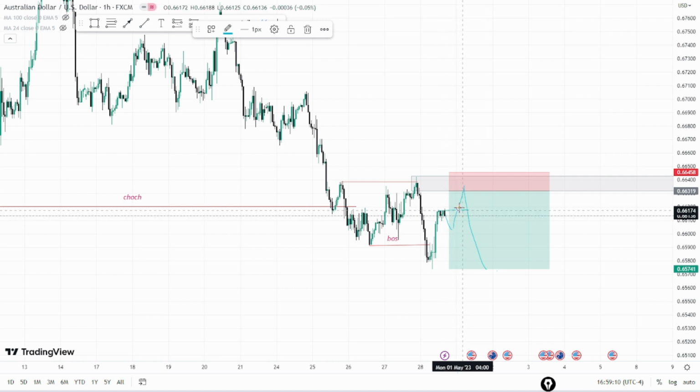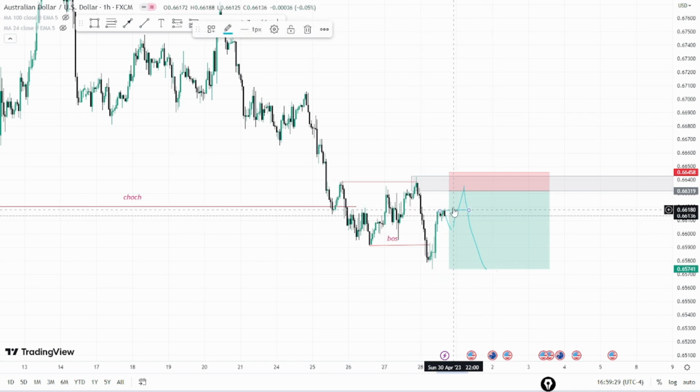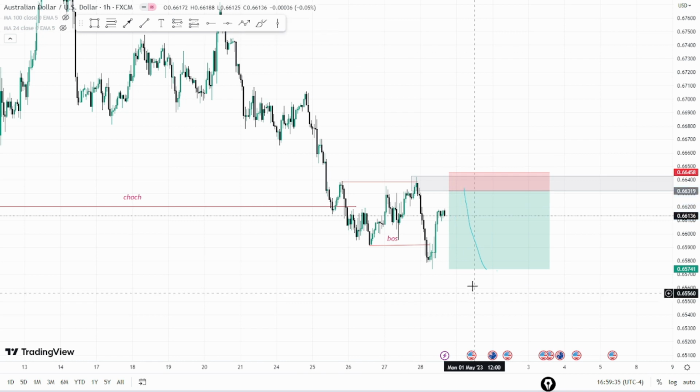And if it doesn't happen this way, if it doesn't go down first to create liquidity and price just shoots up into here, we do not execute at the get-go. We wait for the price to give us a signal move. We need to know that it is indeed going down, right? So we don't just blatantly take trades, we wait for confirmations for us to take those trades, right?